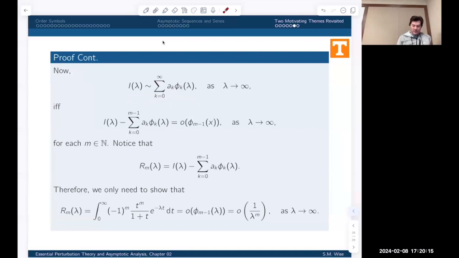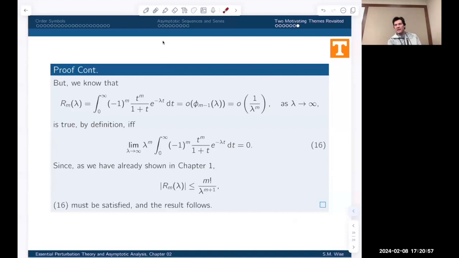So this series is an asymptotic approximation of I if and only if I of lambda minus this partial sum up to order m minus 1 is little o of phi_{m-1}. Okay, so the goal is then to show that this holds. But we have a characterization of this error, namely, this remainder or error is just given by this integral. So what we have to show then is that this remainder is little o of phi_{m-1}, where phi_m is just 1 over lambda to the m.